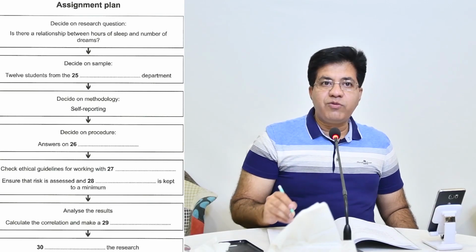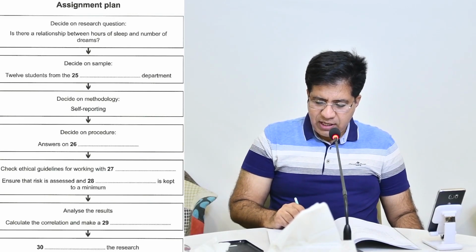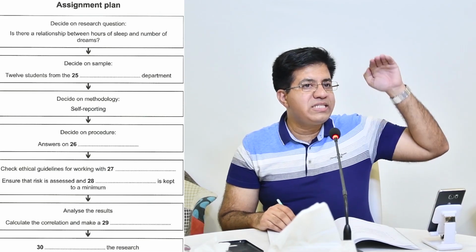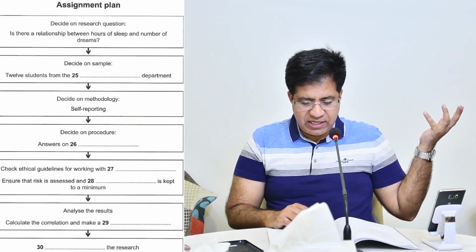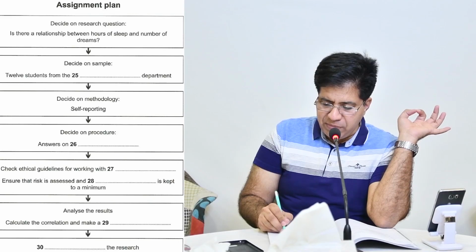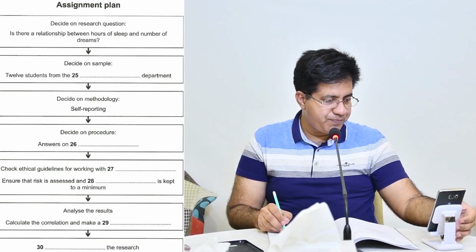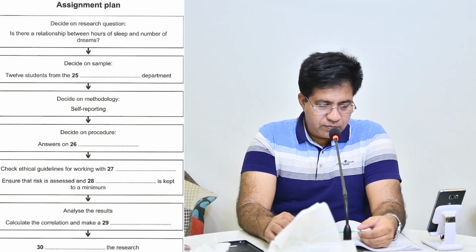Okay, question number 28. Ensure that risk is assessed and dash is kept to minimum. Now, what is kept to a minimum level? That will be your answer. First thing is, risk is assessed, okay? Dash is kept to minimum, means minimum level of dash, right? Let's see. I had a look at those for another assignment I did.